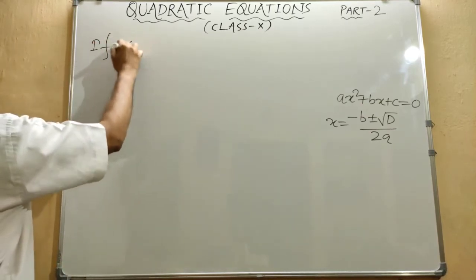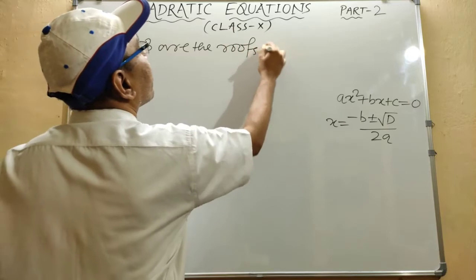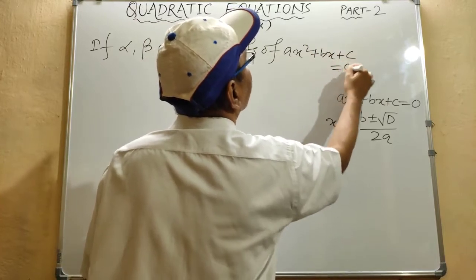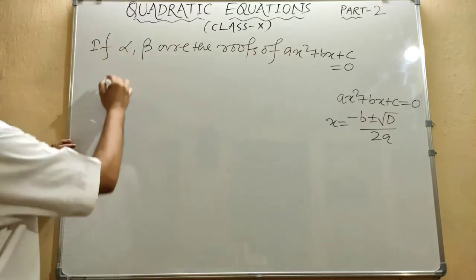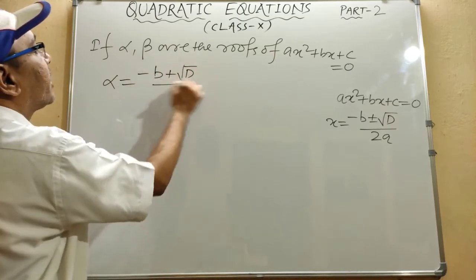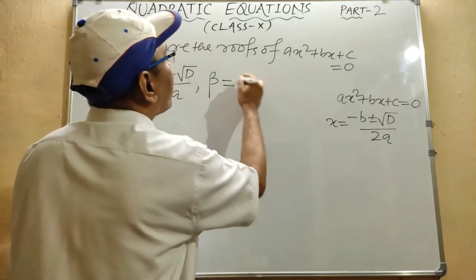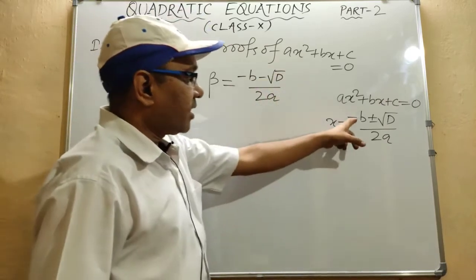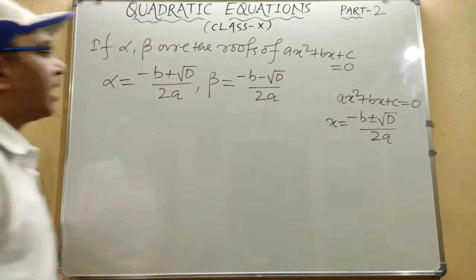If alpha and beta are the roots of ax square plus bx plus c equal to 0, a quadratic equation, then one root alpha can be written as minus b plus root d by 2a, and the second root, which we denote by beta, will be minus b minus root d by 2a. These are the two roots.